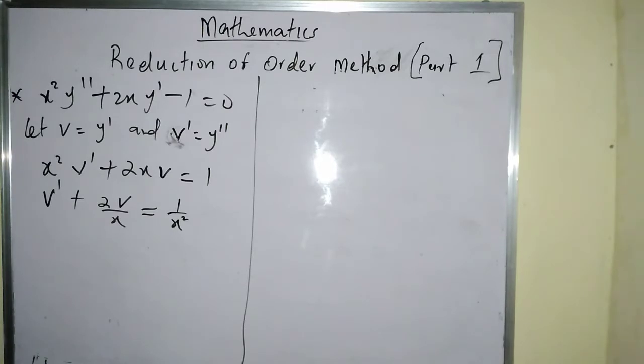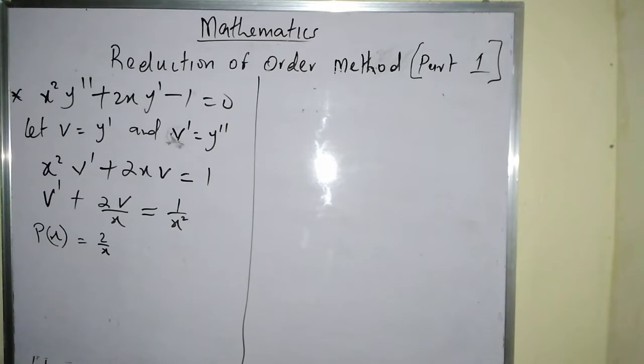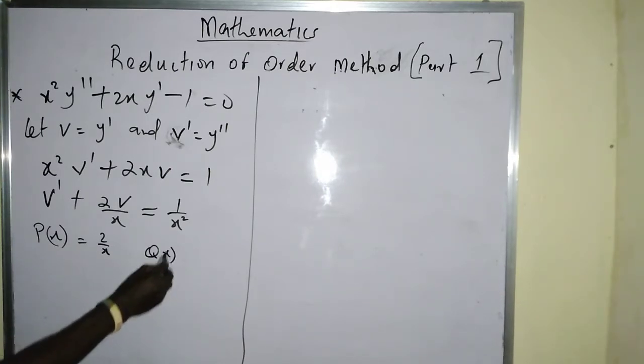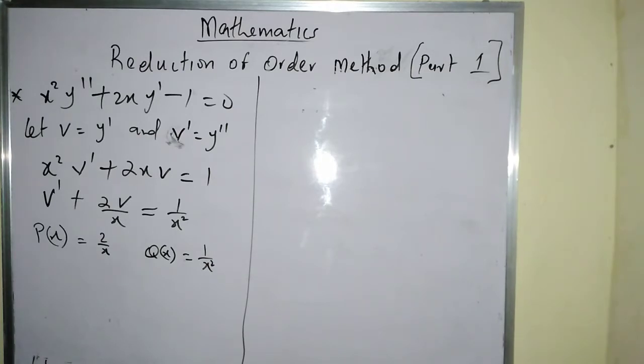Now, since I have this, I can move on to the next step. How will I get my integrating factor? My p of x is equal to 2 all over x, and my q of x is equal to 1 all over x squared. You can use your indices approach. Now, since I have this, I will move on to my integrating factor.